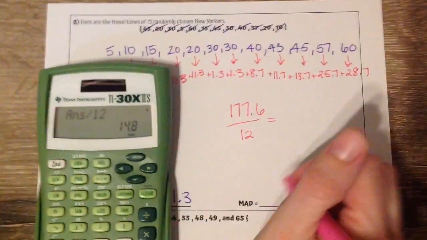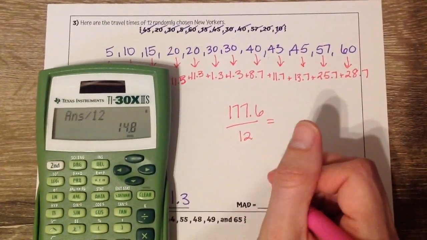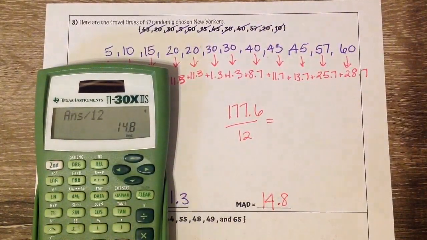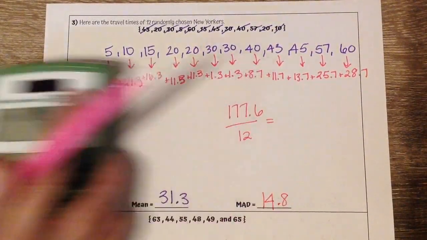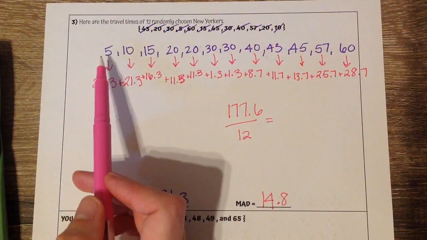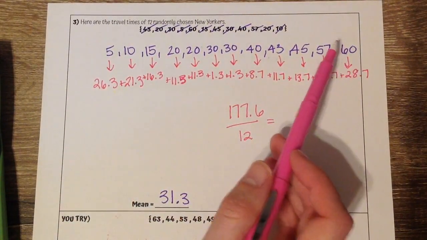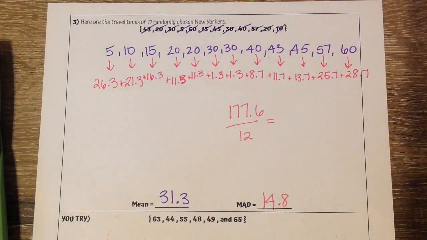We get 14 and 8/10. So since it's a bigger MAD, it means it's more spread out, which makes sense. You've got someone that only has to drive 5 minutes for work, another one that has to go a whole hour. So that data is a little bit more spread out.